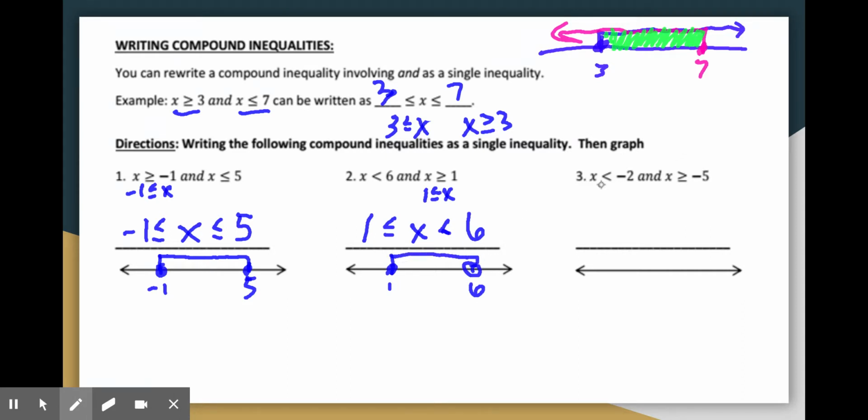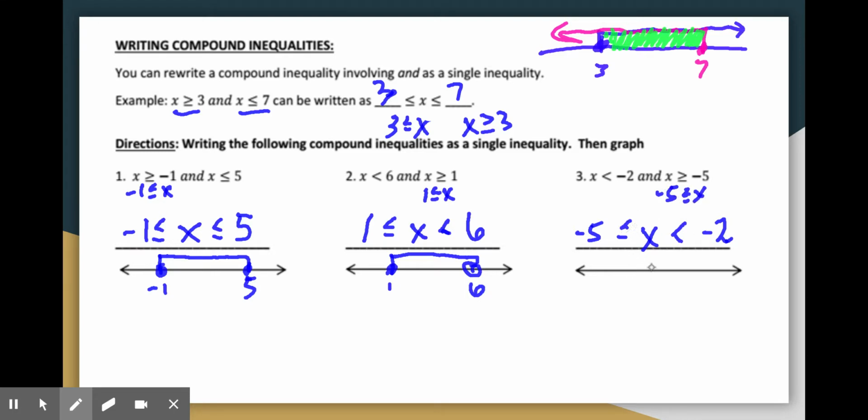And then finally, we have x is less than -2 and x is greater than or equal to -5. So we put x in the middle. The smaller number, -5 is smaller than -2, goes first. The larger number, the -2, goes last. The larger inequality stays the same, and then this one gets rewritten the other way.